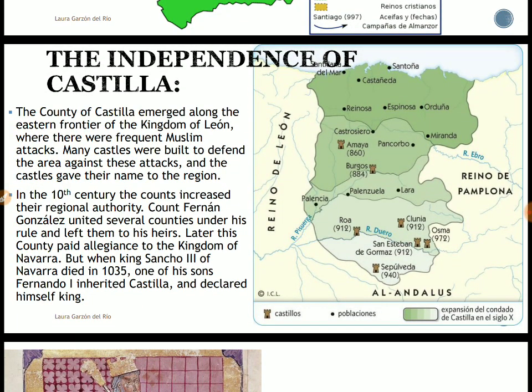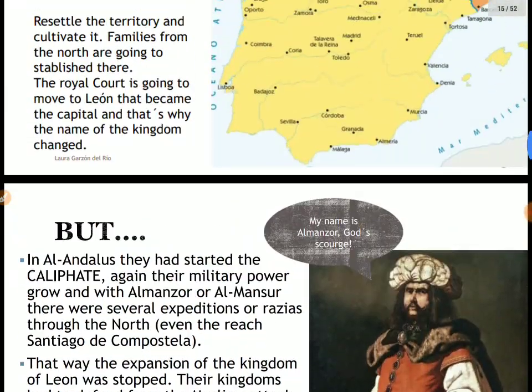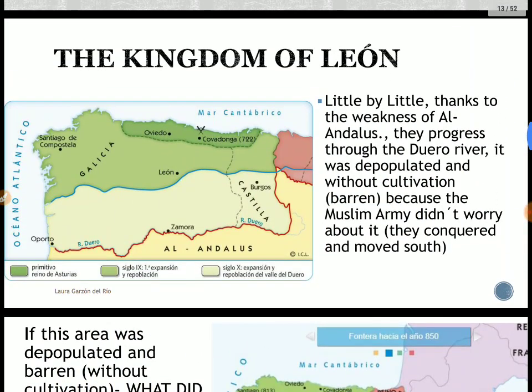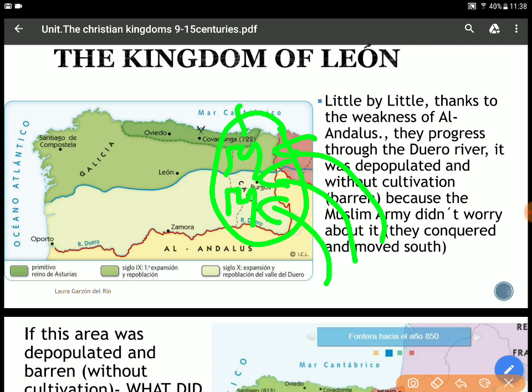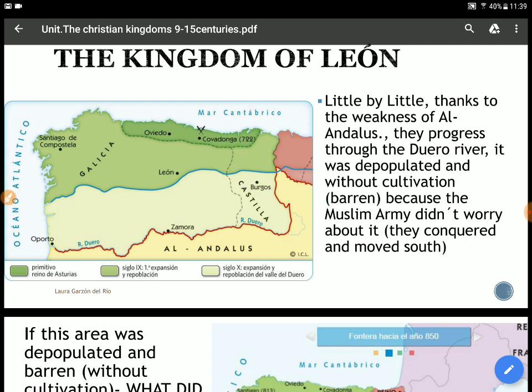Okay, so inside of this Kingdom of León that is growing, at the east, all this part, as you can see, it was the worst part because the main Muslim attacks entered through here. So that is why they're going to build castles in order to protect themselves from the Muslims' attacks.